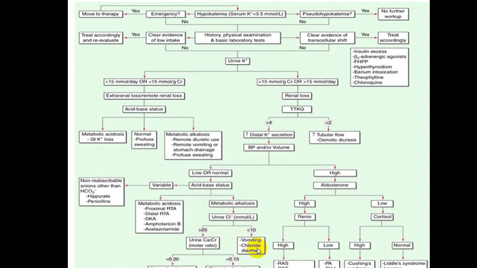And if a person has metabolic acidosis, then look for renal tubular acidosis, diabetic ketoacidosis, amphotericin, and acetazolamide. And if pH is not abnormal, then look for penicillin and non-reabsorbable anion groups. This is the way you can usually approach it.